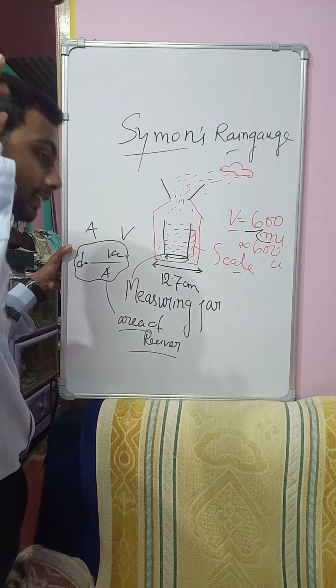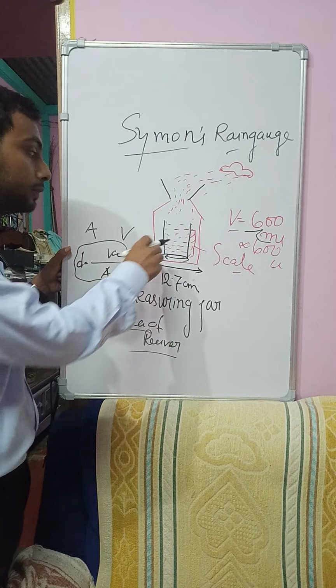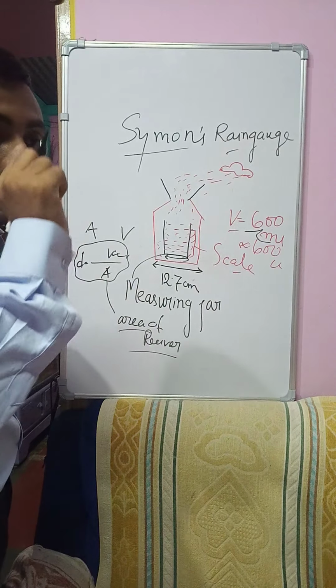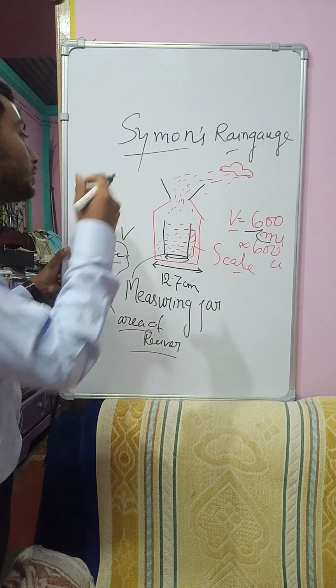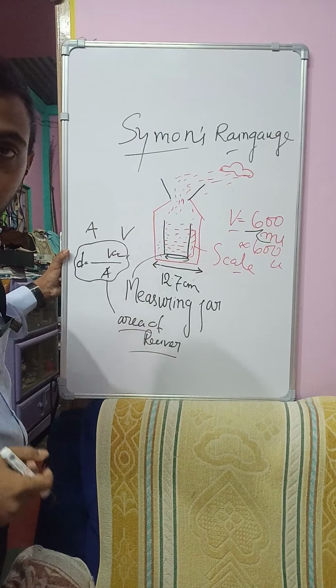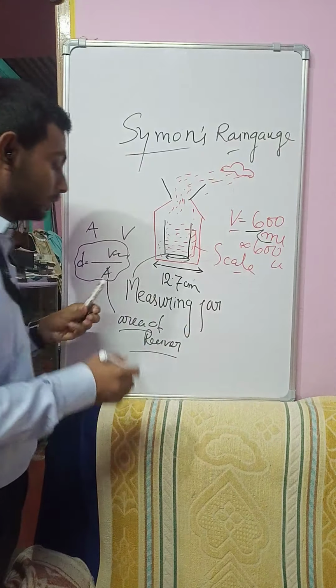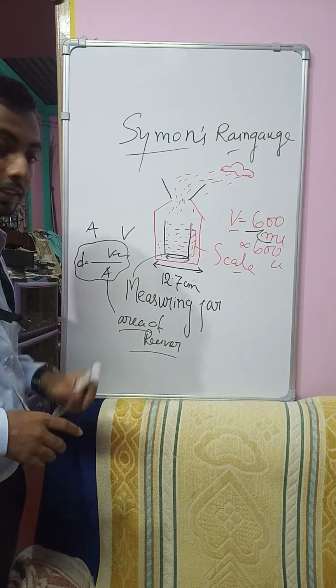That's why the question is incomplete, because we cannot find the area of the measuring jar without its diameter, and the diameter is not in the question. If we don't have the area, we don't have the depth of rainfall. So that's why the question is insufficient here. So I think it is clear. Both doubts are clear.